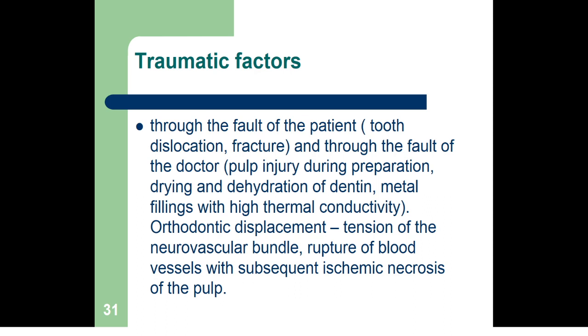Next will be traumatic factors. They can be through the fault of the patient, tooth dislocation or fracture, and through the fault of the doctor. Pulp injury can occur during preparation or drying and desiccation of dentin, or with metal fillings with high thermal conductivity. Or it may be orthodontic displacement, tension of the neurovascular bundle, rupture of blood vessels with subsequent ischemic necrosis of the pulp.